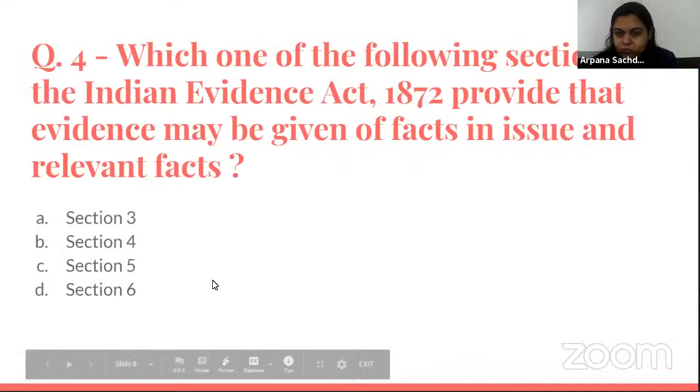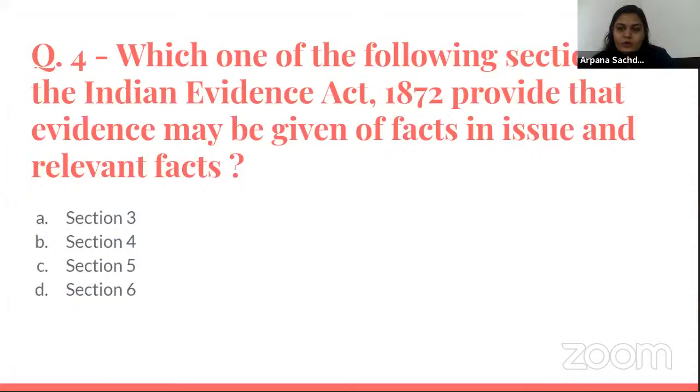So question number 4 says, which one of the following sections of the Indian Evidence Act provides that evidence may be given of the fact in issue and the relevant fact? Section 3, Section 4, Section 5, or Section 6?